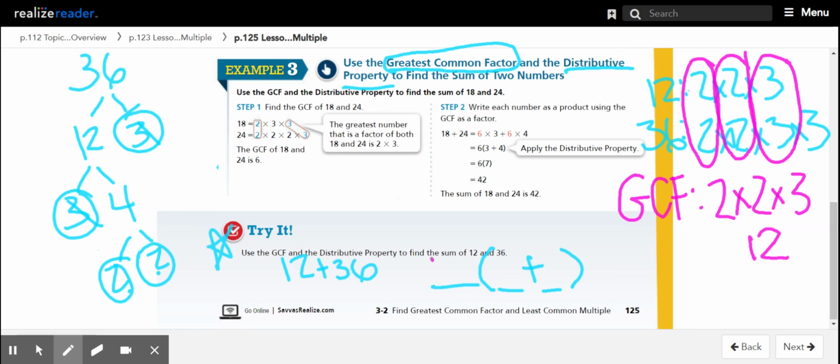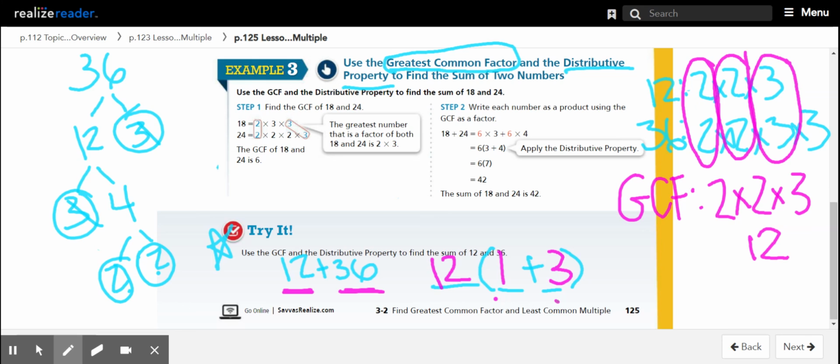The GCF belongs on the outside. Then 12 times what gives me 12? 1. 12 times what gives me 36? 3. Here I'm just dividing 12 divided by 12, 36 divided by 12.